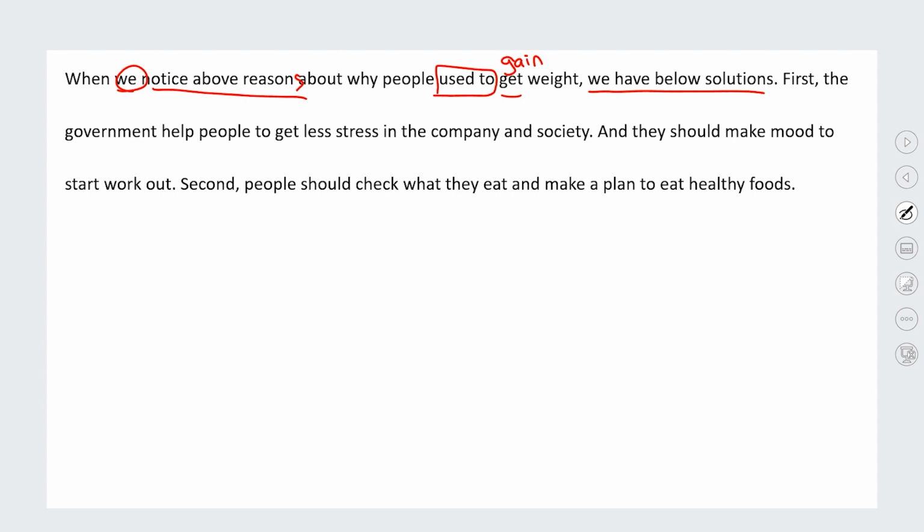"First, the government should," we're making a recommendation, "should help people to get less stress in the company and society." "In the company," this is too specific, you've not told me a company. In companies and society. "And they should make mood to start workout." This is a sentence fragment, it doesn't really make sense. You should give an example. Where's your example? The government should help people to want to work out. You need to tell me how. How would the government do that? Play dance fitness music on the subway? I don't know what your solution would be, but you can make it some kind of example.